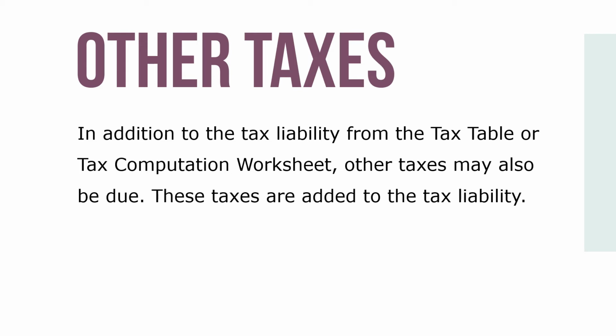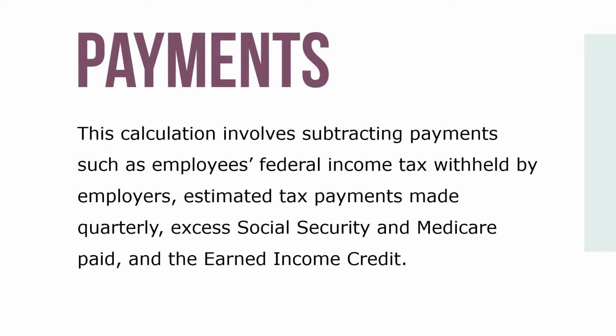In addition to the tax liability from the tax table or tax computation worksheet, other taxes may also be due. These taxes are added to the tax liability. Some examples would be self-employment taxes and Social Security and Medicare taxes on tip income. Payment calculation involves subtracting payments such as employees' federal income tax withheld by employers, estimated tax payments made quarterly, excess Social Security and Medicare paid, and the earned income credit.